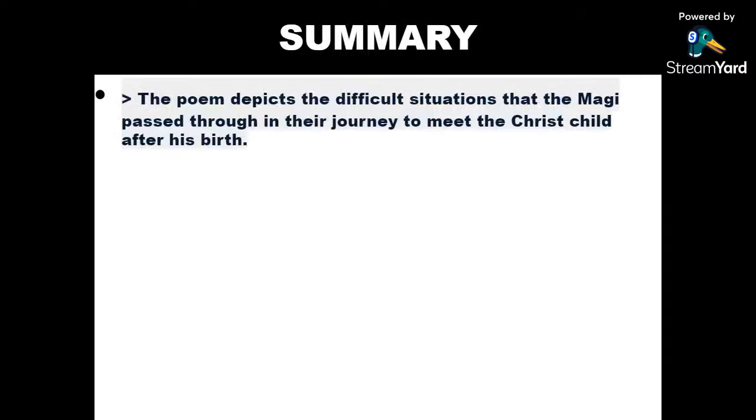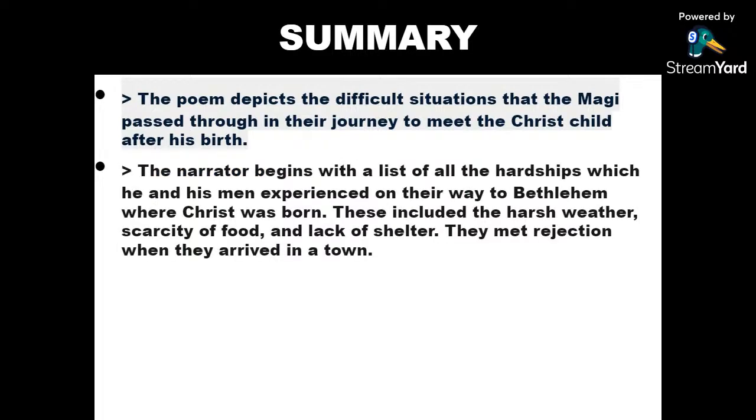Then a brief summary. The poem depicts the difficult situations that the Magi passed through in their journey to meet the Christ child after his birth. The narrator, of course, I should say the speaker, begins with a list of all the hardships which he and his men experienced on their way to Bethlehem, where Christ was born. These included the harsh weather, scarcity of food, and lack of shelter. They met rejection when they arrived in the town.